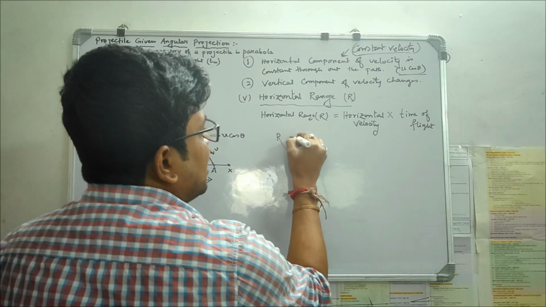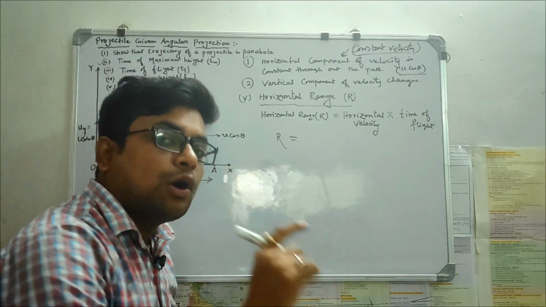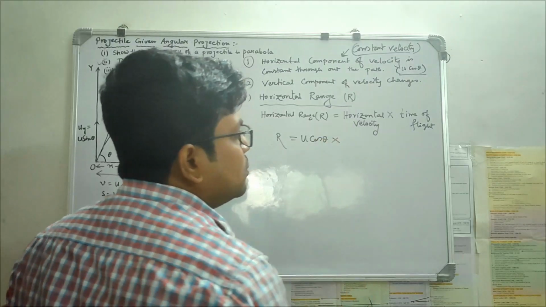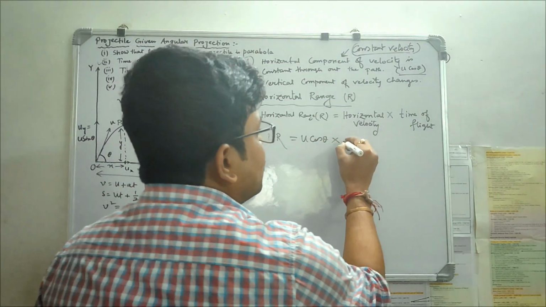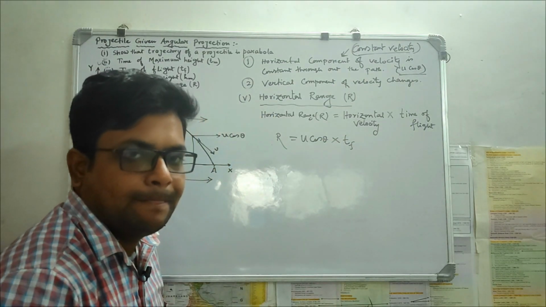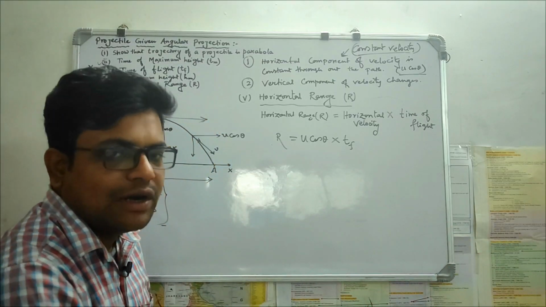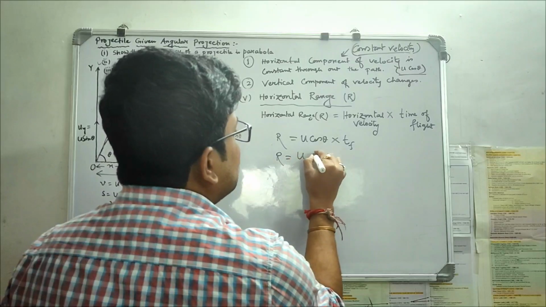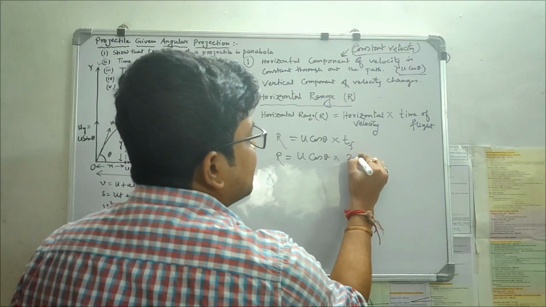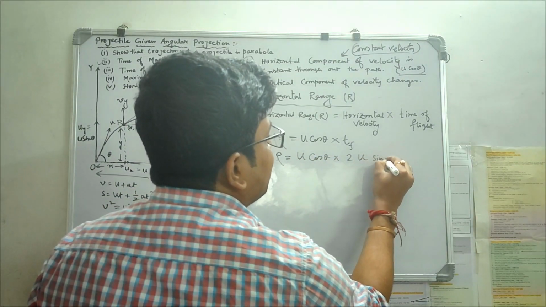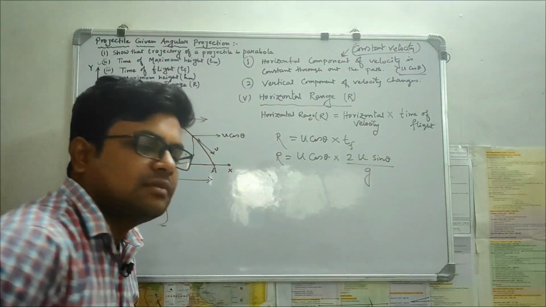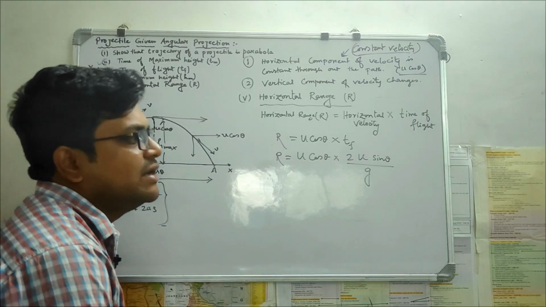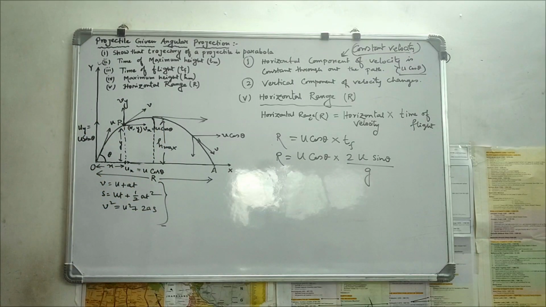So horizontal range R equals to horizontal velocity, always constant, that is u cos theta. So write down u cos theta into TF, what is the time of flight. TF is time of flight. What is the time of flight? Just now we have calculated 2u sin theta by g, right? So R equals to u cos theta into 2u sin theta by g. Just now we have calculated the time of flight, that I have replaced here, 2u sin theta by g. Is that clear?